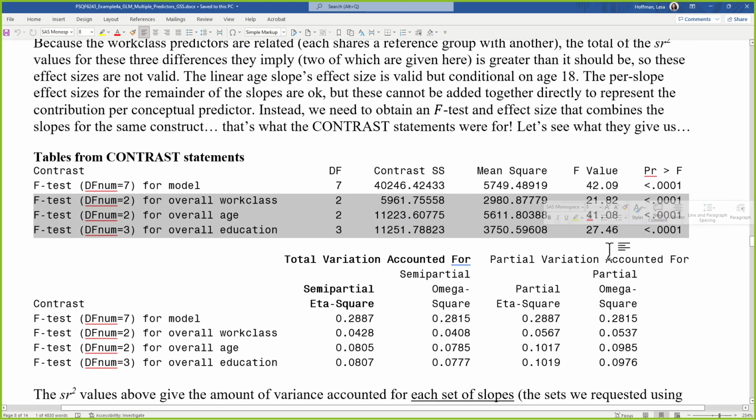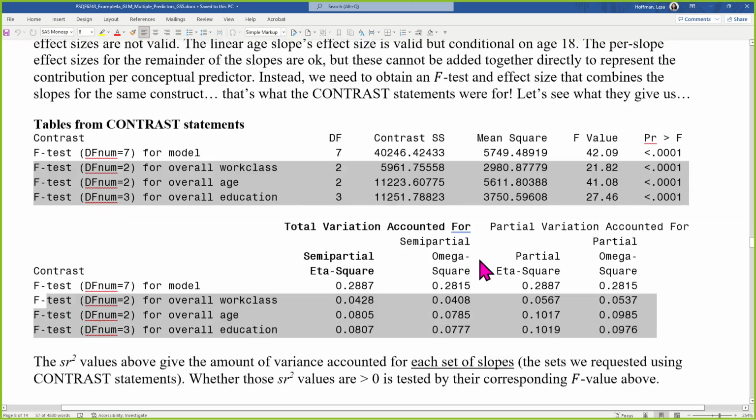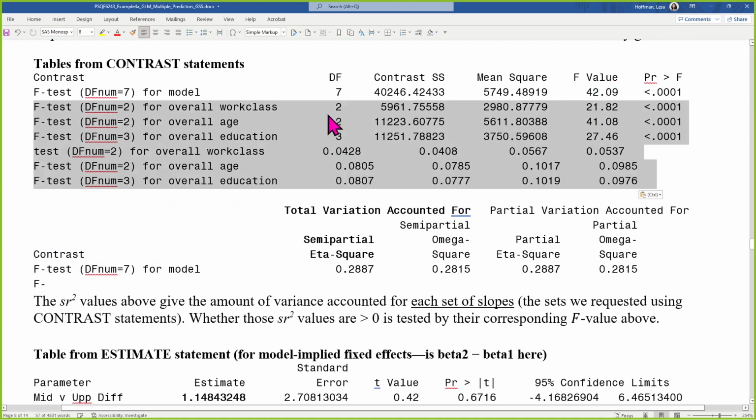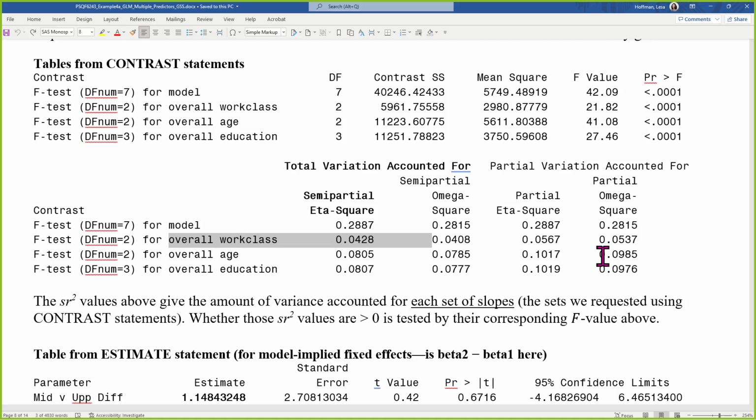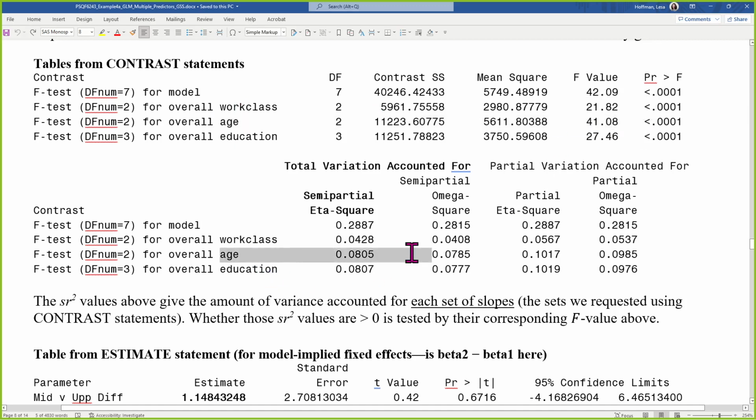So the real reason to do this are these subsequent lines. So what this is telling me first is, hey, hang on. The 2 slopes for working class, their F is significant. So does working class as a concept contribute significantly to my model R square? Yes, they do. How much? 4%. Does age as a concept with 2 slopes contribute? Yes, it does. How much? 8%. Does education with 3 slopes contribute? Yes, it does. How much? 8% also.